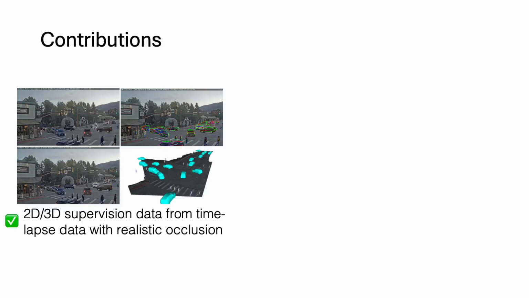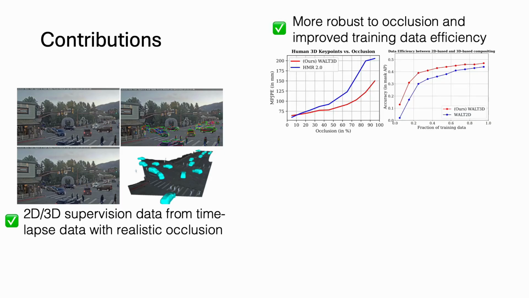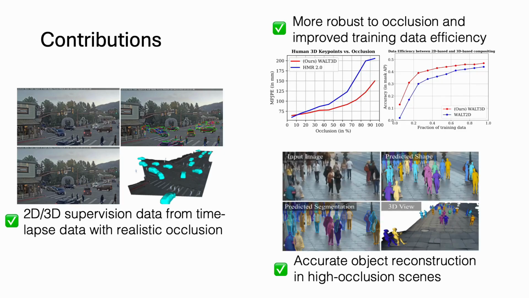In conclusion, we introduce a method that automatically generates supervision data from time-lapse images with realistic occlusion configuration. We show that using this data significantly improves training efficiency plus robustness to occlusion, leading to accurate object reconstruction in scenarios with high occlusion.